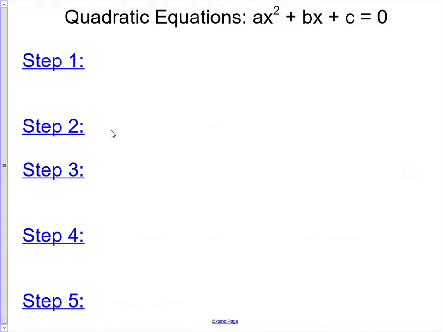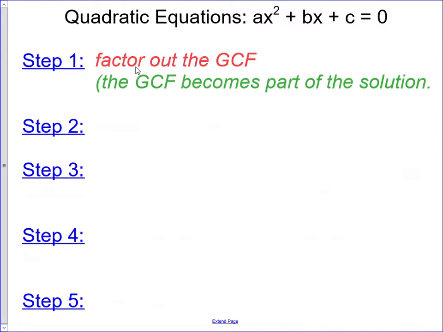Okay, in this third video for today, I'm going to show you the third situation. This is one where we can also factor out the GCF, but after we factor out the GCF, we're still left with a coefficient on x squared that we've got to take care of. So let's go ahead and take a look. Step number one is to factor out the GCF. And again, remember that the greatest common factor becomes part of our solution.